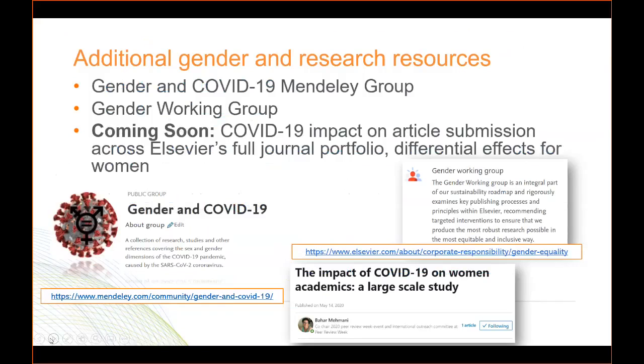There's also within Elsevier our gender working group, which I'm very proud to be co-chair of, in which we really work and focus on the activities of gender inclusiveness and diversity and equity across all of our publishing activities. And coming soon in that realm, following up on some of the work that Cassidy and her colleagues have done, we've done a COVID-19 impact on article submission across Elsevier's full journal portfolio, all areas and disciplines, and have already identified differential effects, negative, for women. And we've now submitted that research article, and we are hoping that it will be published soon.